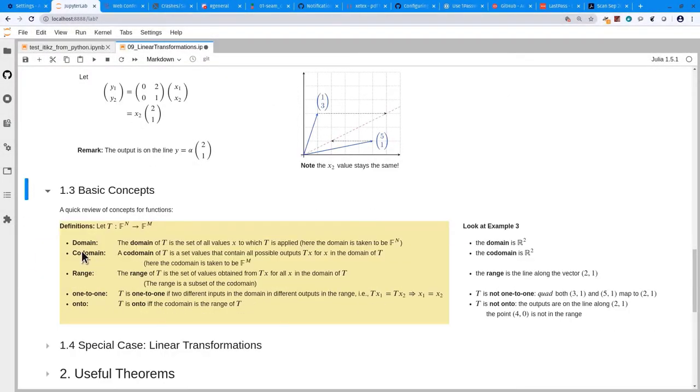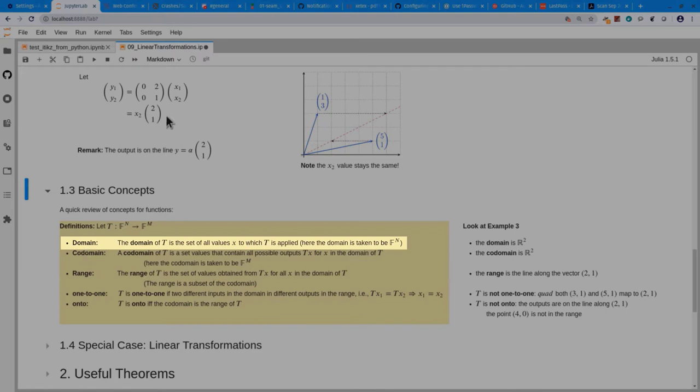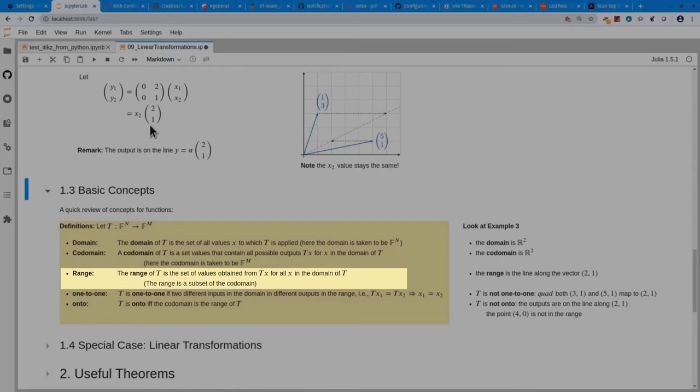Some basic concepts are, on the one hand, the domain. The domain is all of the inputs that I can put into my function. In this particular case, the domain is R2. Any x vector in R2, I can compute that function with. So my domain is R2. And the codomain, where I end up, well, I end up with a vector in R2 again. So my codomain is also R2. The range, however, is not all of R2. The range of the function, if I substitute all possible x values in this transformation, is this red line. x2 can take on any value, and therefore any point on that red line is in the range.